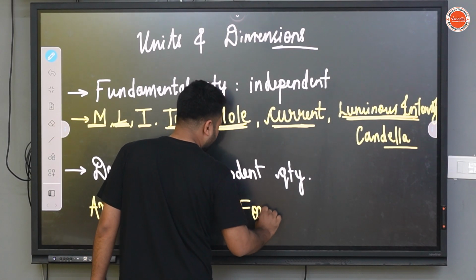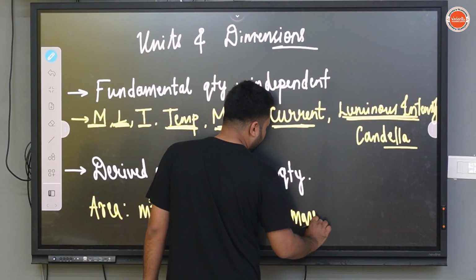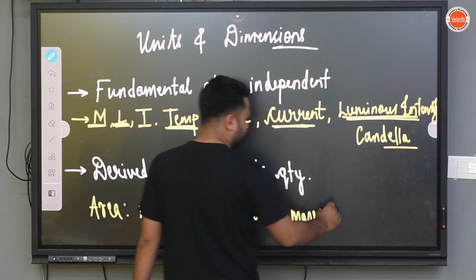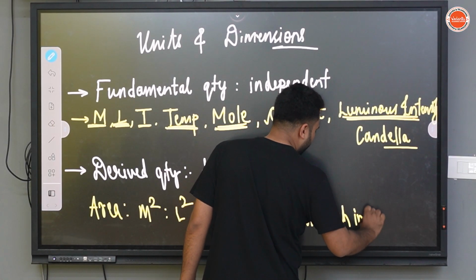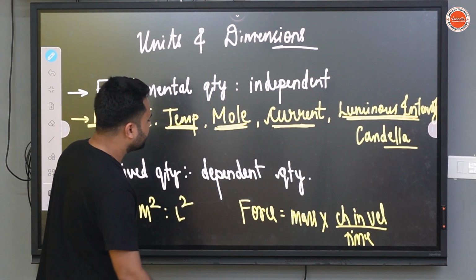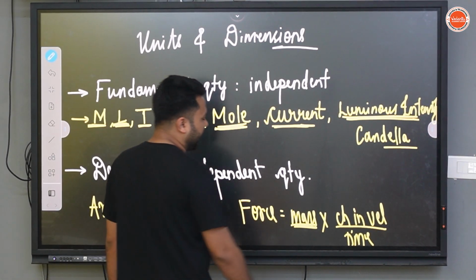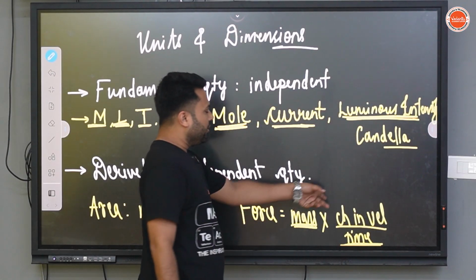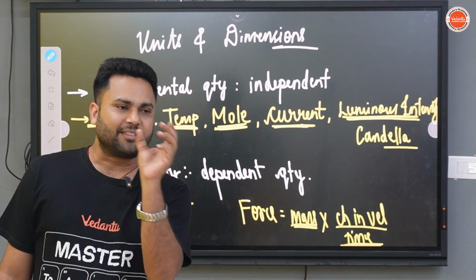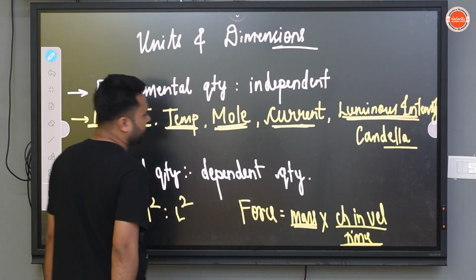Similarly, suppose force. What is force? Force is mass into acceleration. Now what is acceleration? Rate of change of velocity. How much velocity is changing? Change in velocity by time. So again, force depends upon fundamental quantities. It depends upon mass, which is a fundamental quantity. It depends upon time. It also depends upon change in velocity, and change in velocity is meter per second, meaning length divided by time. So again it depends upon these fundamental quantities. So these are derived quantities.